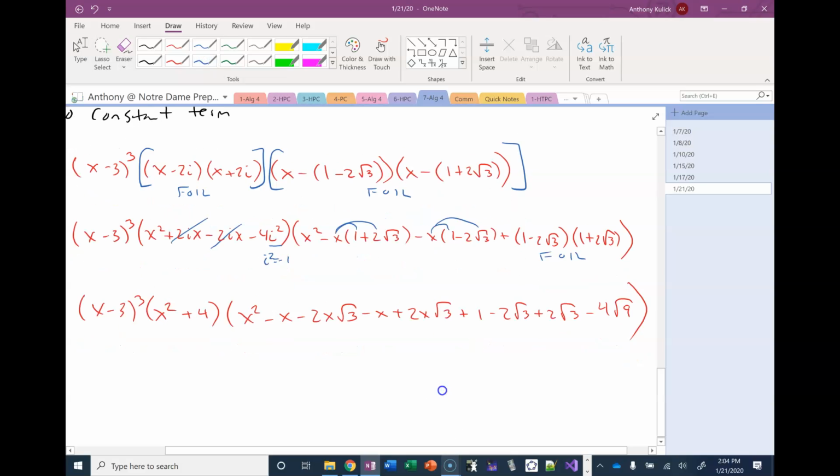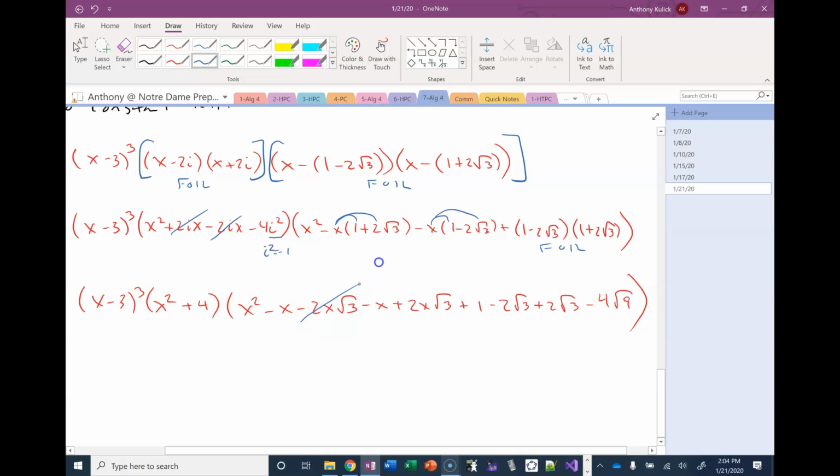Okay. So if I combine some like terms, I have a negative 2x root 3 and a positive 2x root 3. Those will cancel out. I have a negative 2 root 3 and a positive 2 root 3. Those will cancel out. And I know the square root of 9 is really just 3. And if I combine my like terms now, I have x squared minus 2x, and then 1 minus 12, which is minus 11.